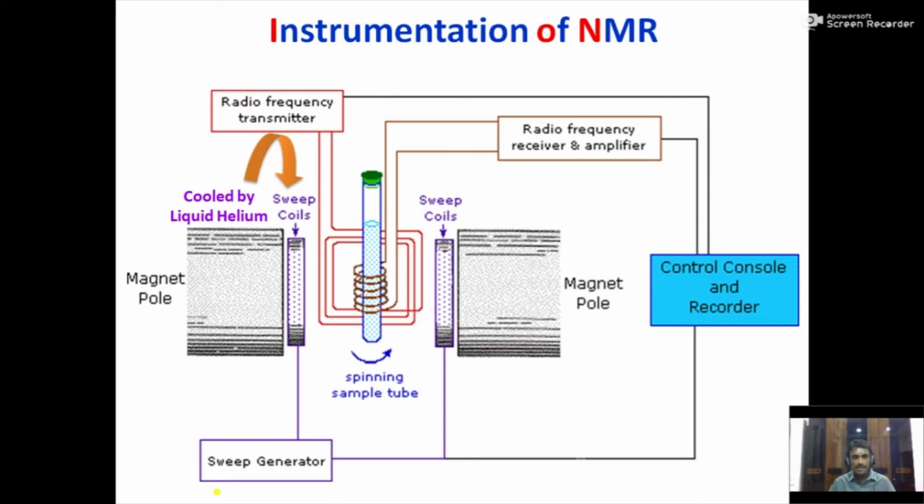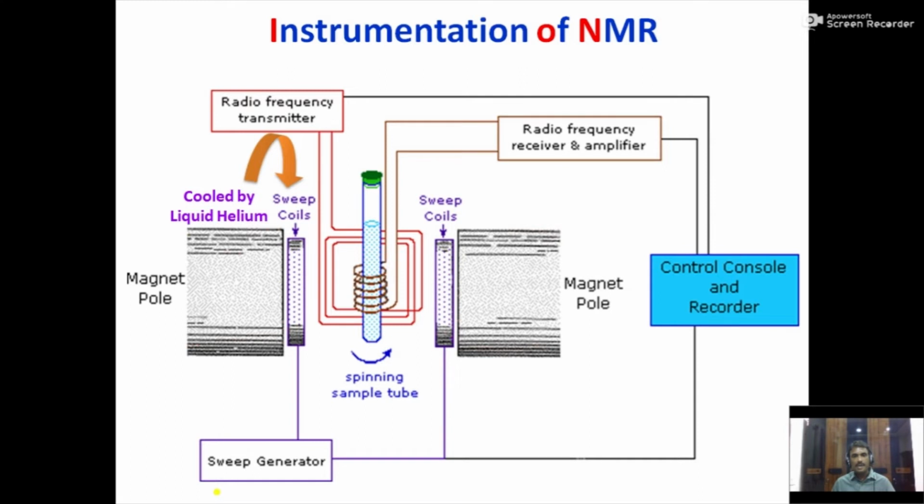A radio frequency transmitter is there, which is producing the radio frequency waves. Then a radio frequency receiver and an amplifier are there. The superconducting coils need to be cooled by liquid helium. This you have to keep in mind.